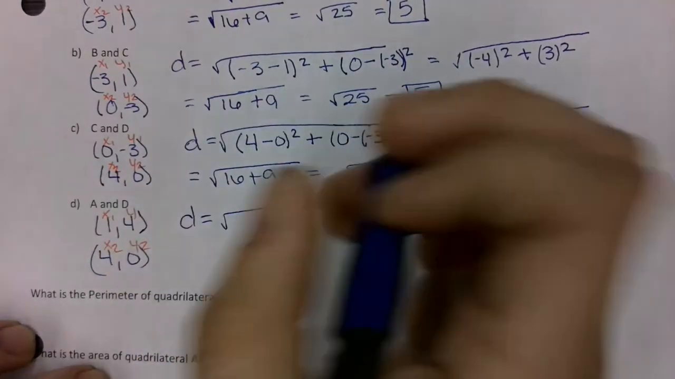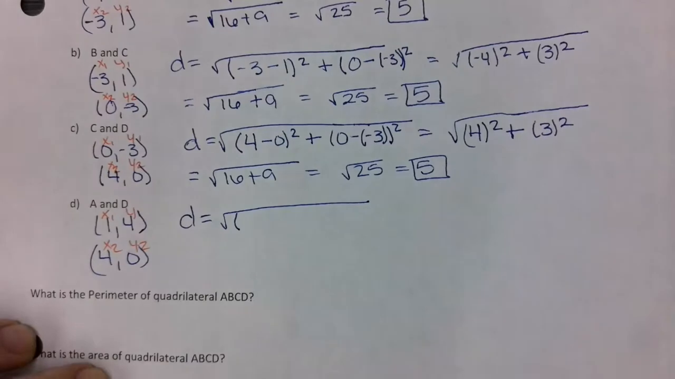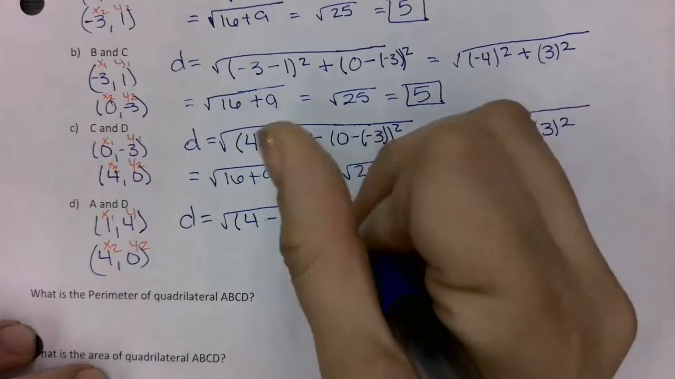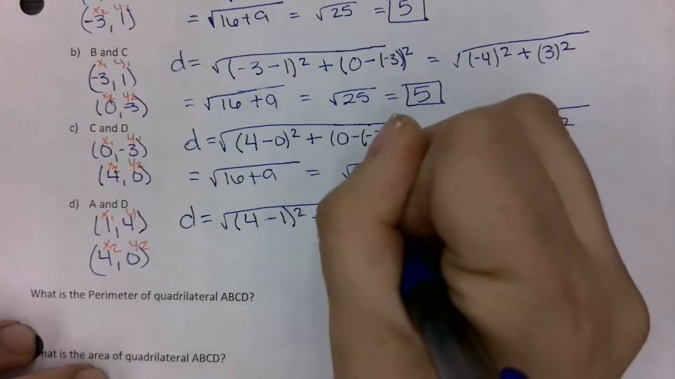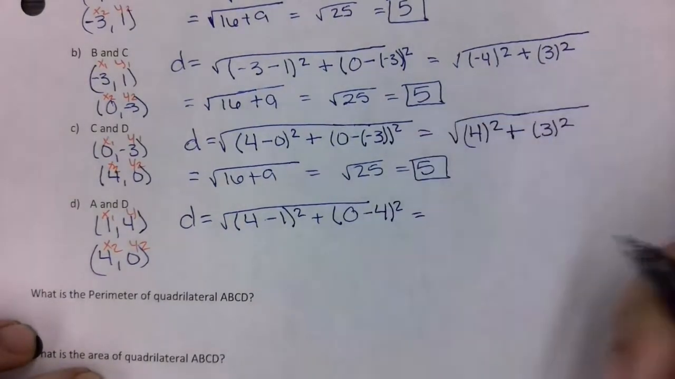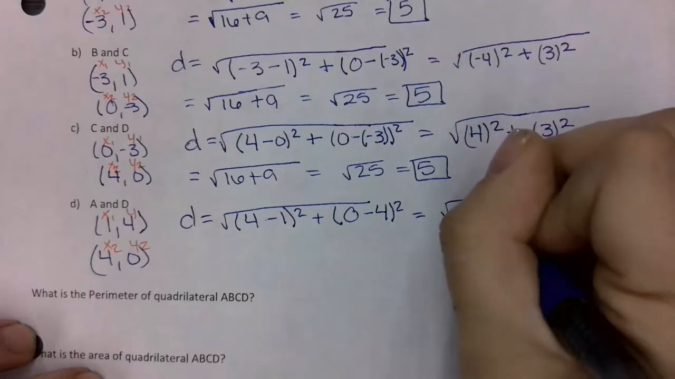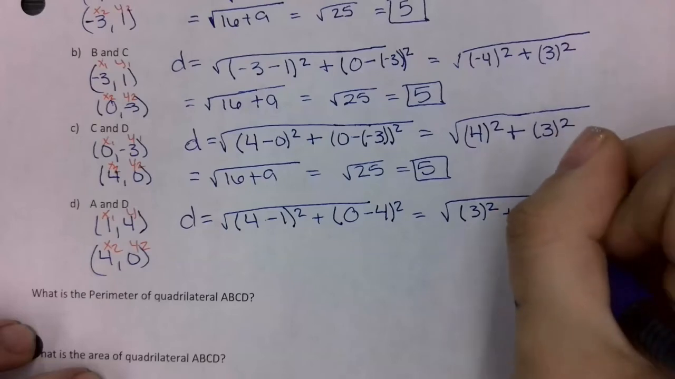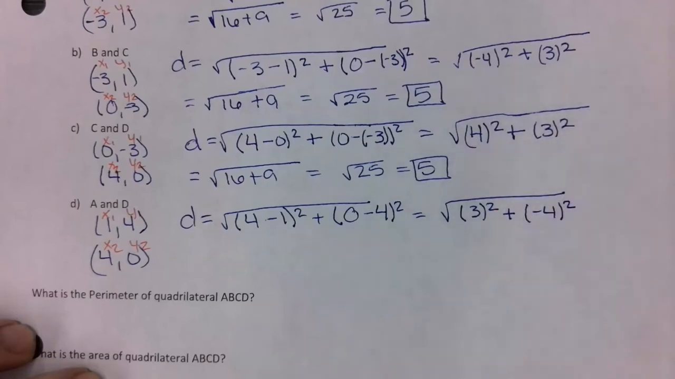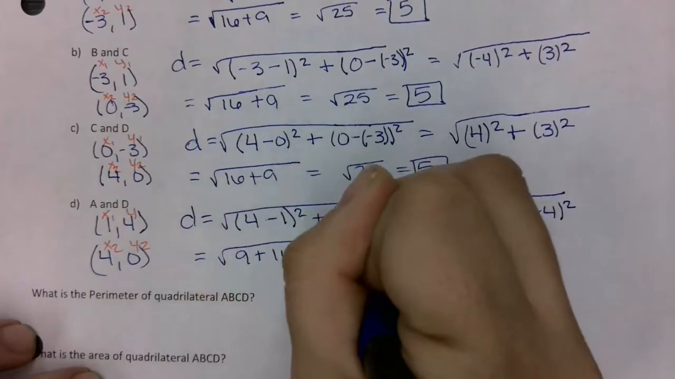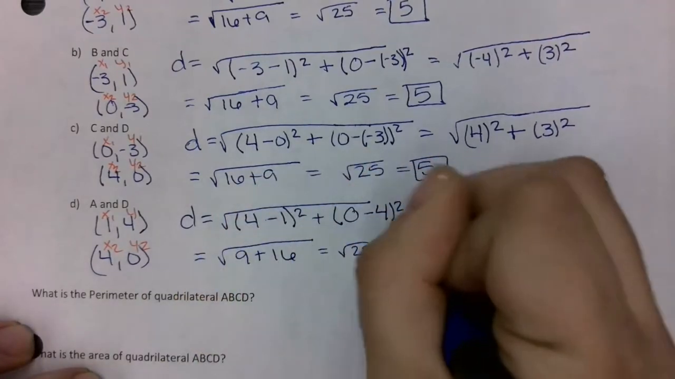Okay, so I plug them in. What's x2? x1? y2? y1? Okay, 4 minus 1 is? 0 minus 4 is? No. Negative 4? So 3 squared is, 4 squared is, square root of 25 equals 5.